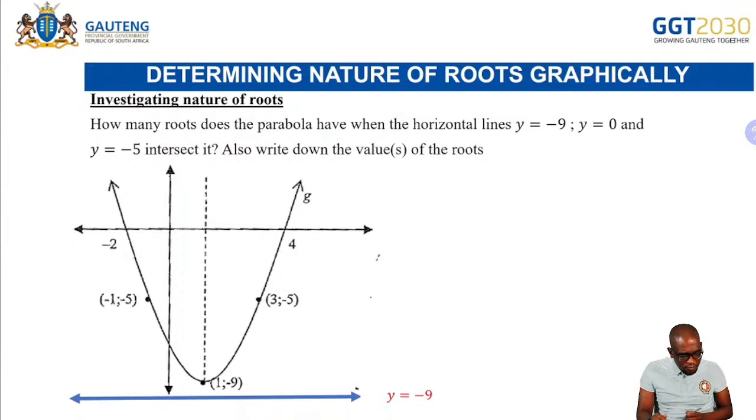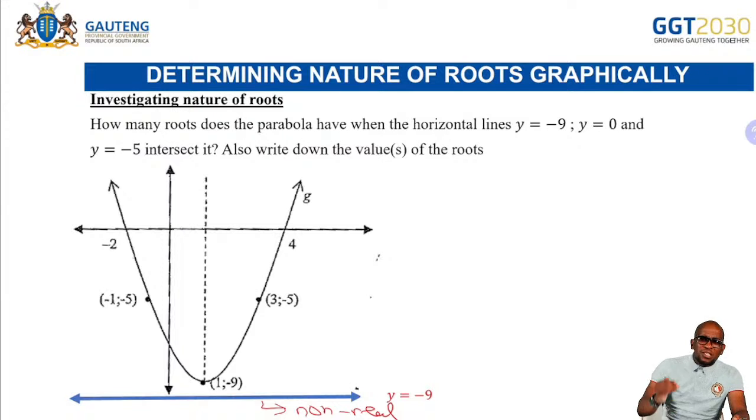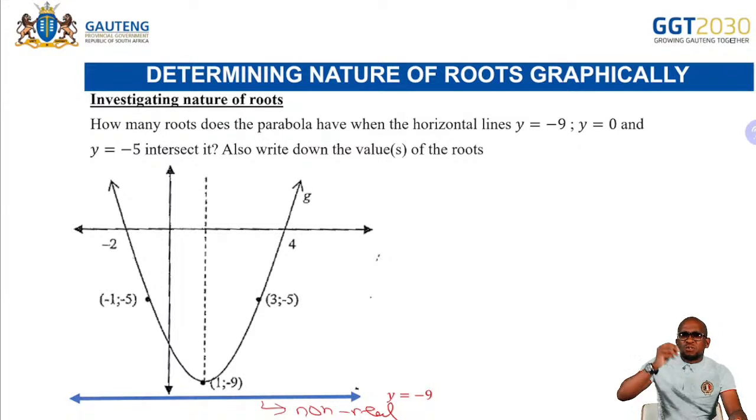Now, if you check the first one, y equals -9, is it touching the graph there? Of course not. So this has non-real roots. The roots are non-real because that particular line does not intersect the function.